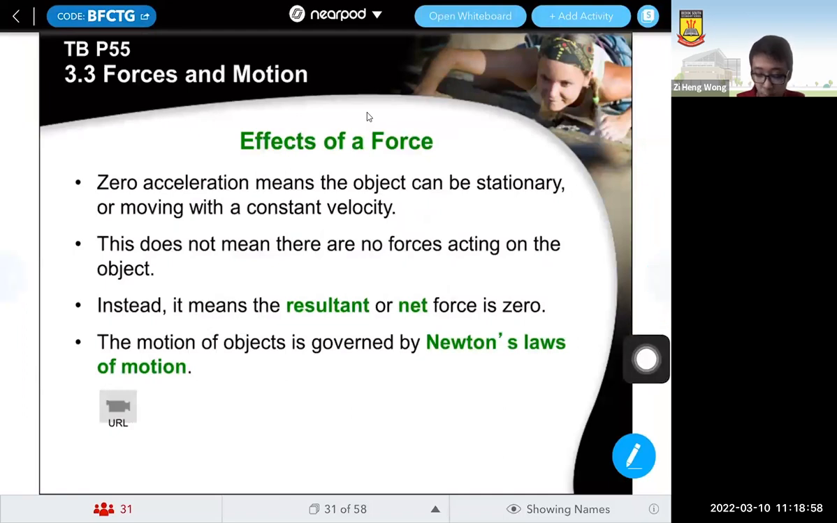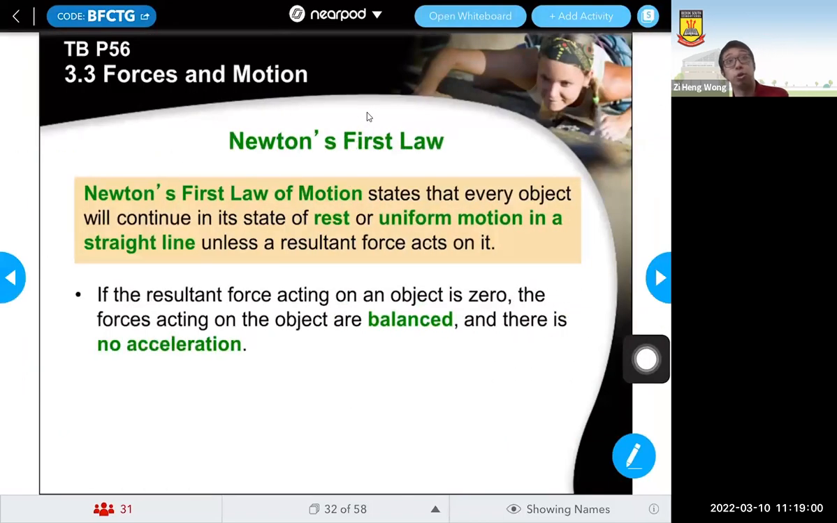So with that we move on to Newton's first law of motion. What is Newton's first law of motion? Newton's first law of motion states that every object will continue in a state of rest or uniform motion in a straight line unless a resultant force acts on it. So this basically means that if the resultant force acting on the object is zero, the forces acting on the object are balanced and there is no acceleration.